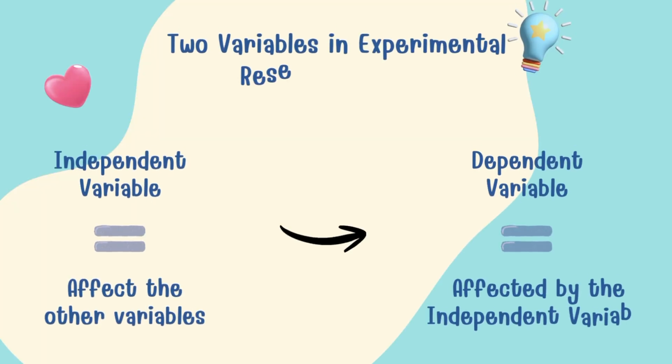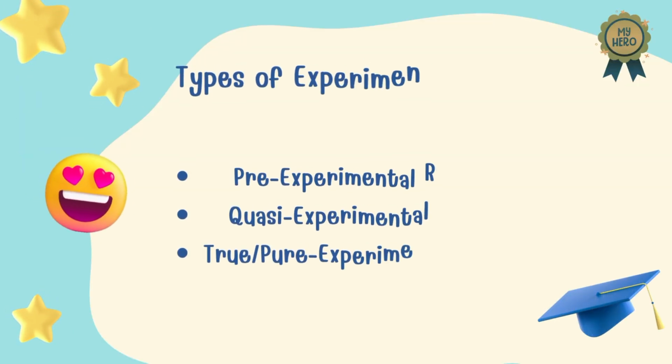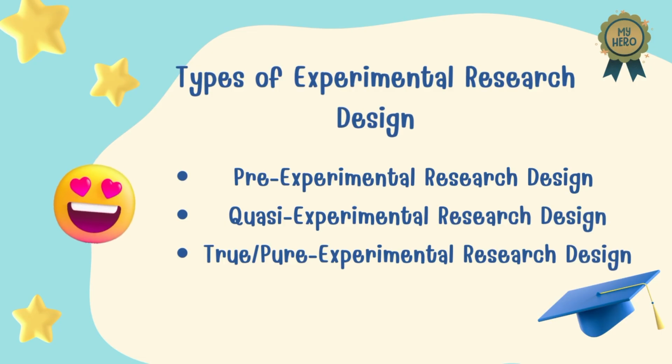In the experimental research design, we have two variables. The first one is the independent variable and the second one is the dependent variable. There are three types of experimental research design, but in this video, I just explain the quasi-experimental research design for my final project.